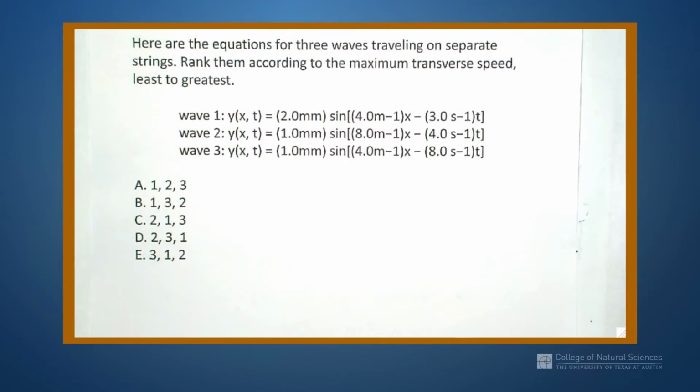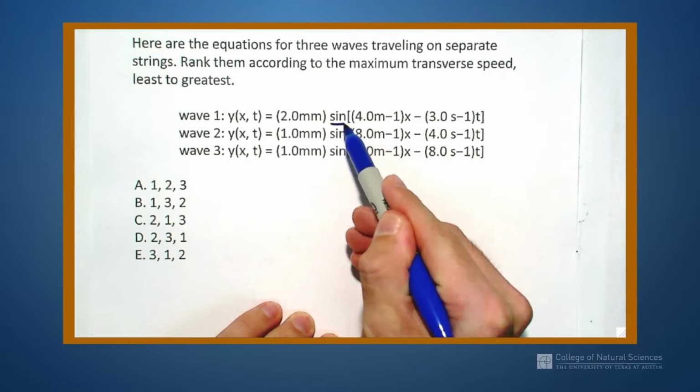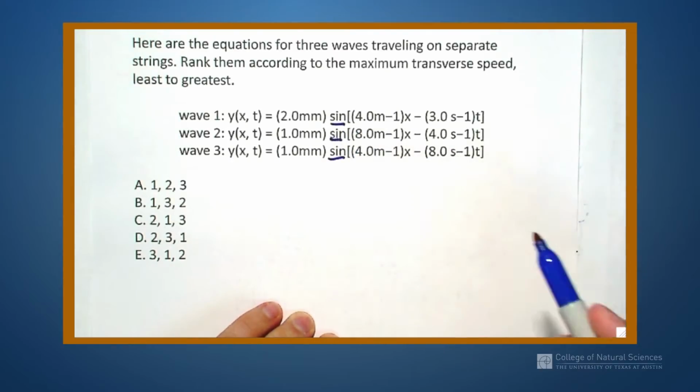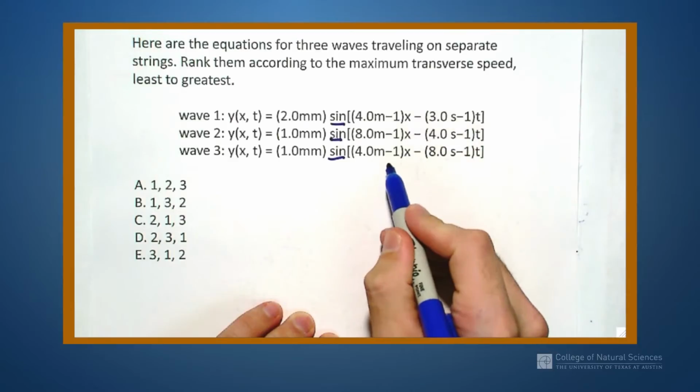So this question says that we have three equations and we want to rank them according to the maximum transverse speed from least to greatest. All right. So let's go ahead and look at these waves and see what kind of form they put it in. I can see that in each of the cases we have a sine function, and I'm given something.